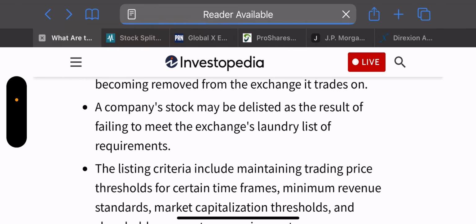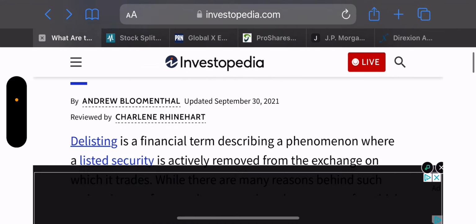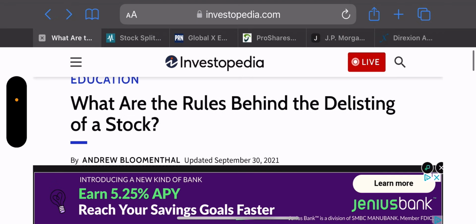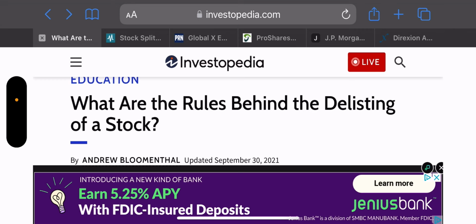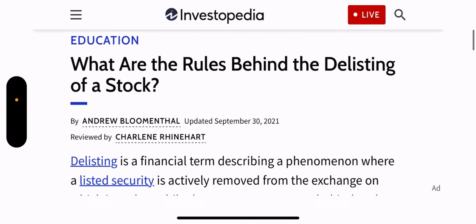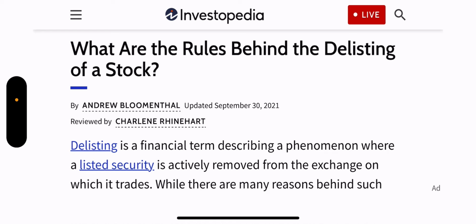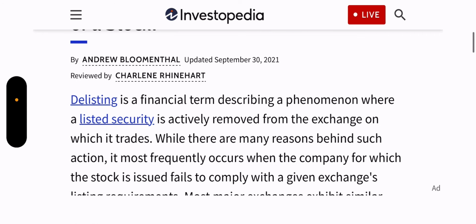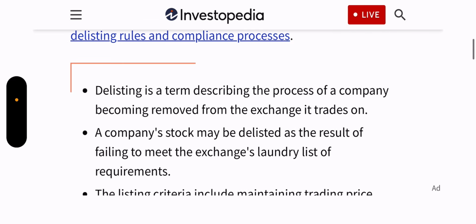So some other information on Investopedia. Stupid pop-up. See, you can't get these pop-ups out of here. Let's try. Oh, I did it. What are the rules behind delisting a stock? The reason I pulled this up is I just wanted to mention one of the main reasons that companies do reverse splits is because they do not want to get delisted off of their exchange. So I just wanted to explain what the process is.